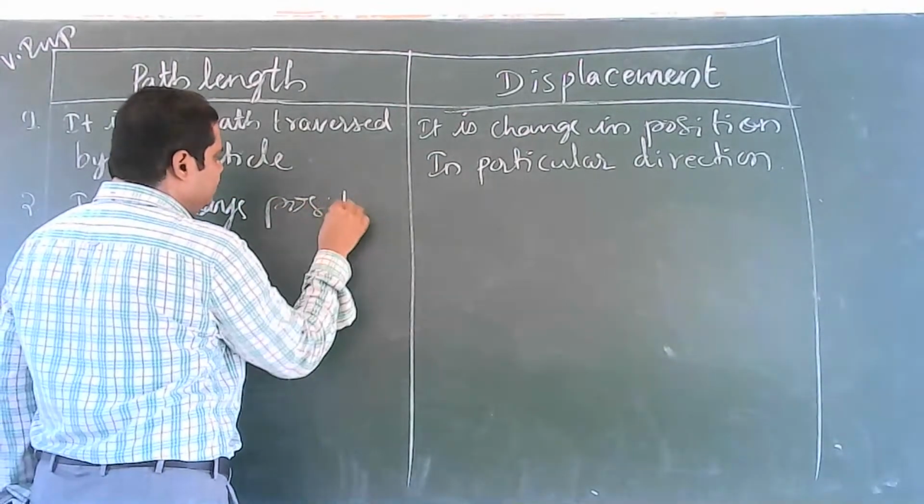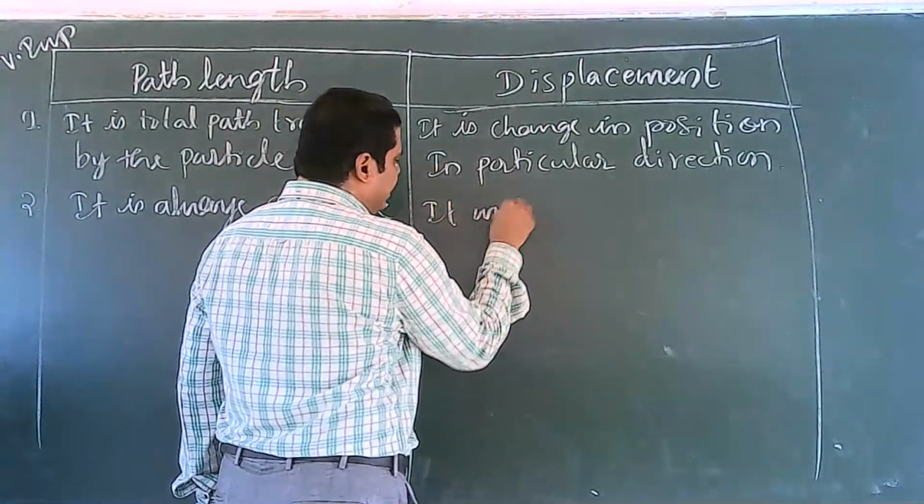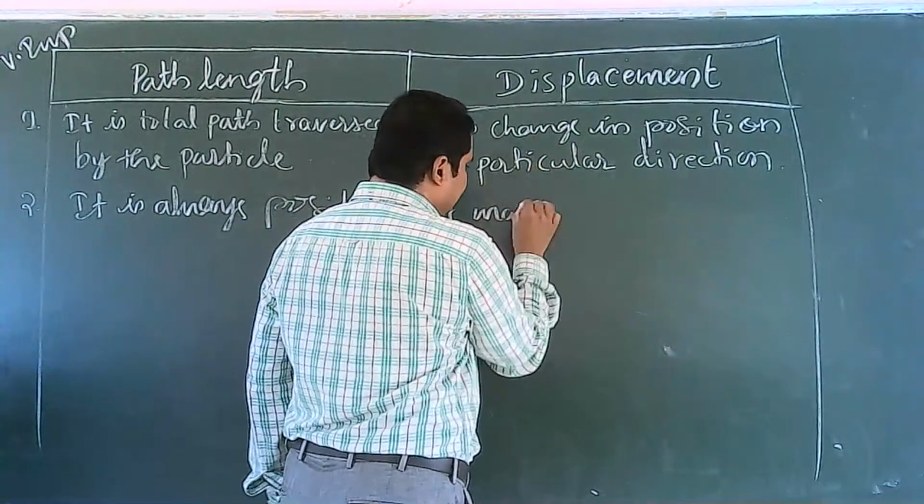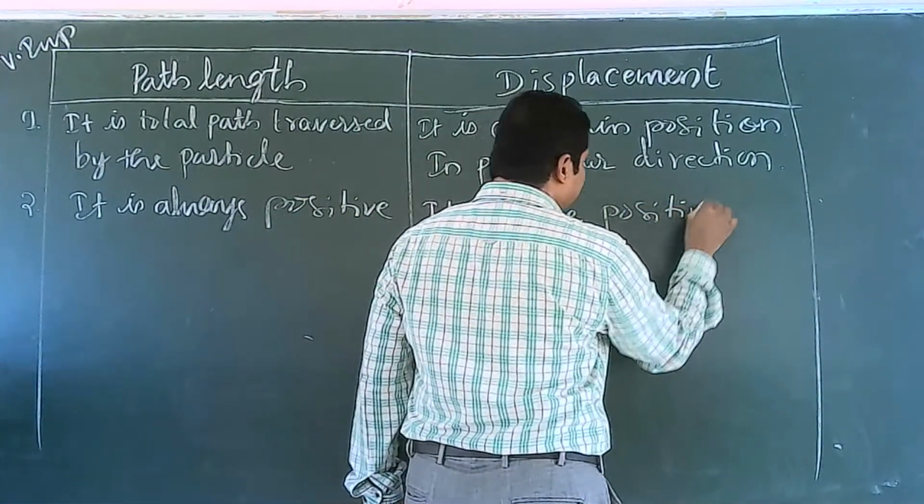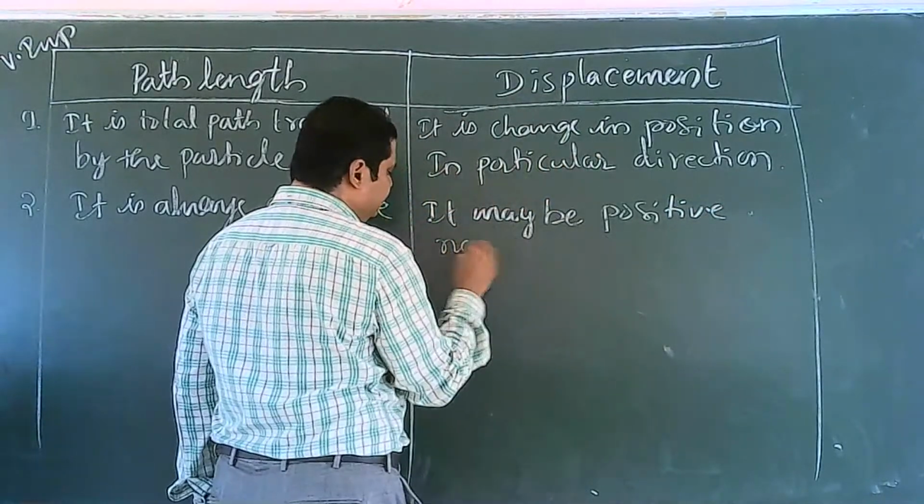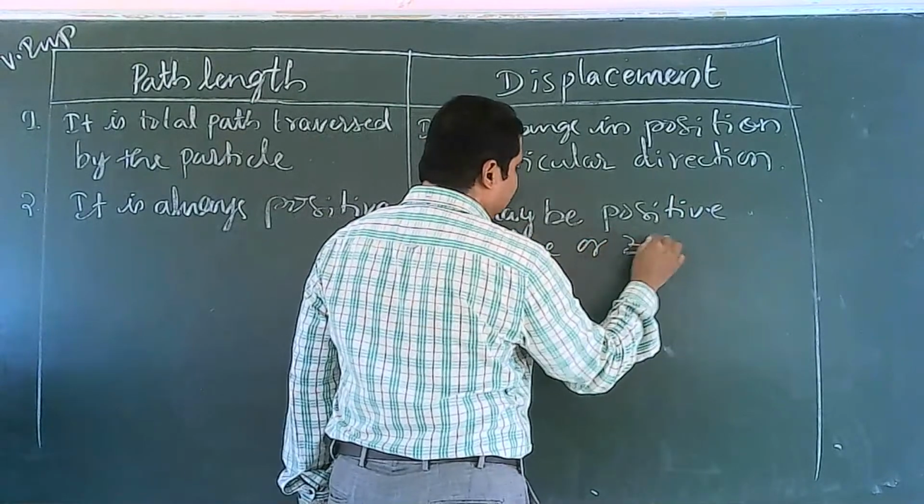Now, path length is always positive. Second one, displacement may be positive, negative or zero also.